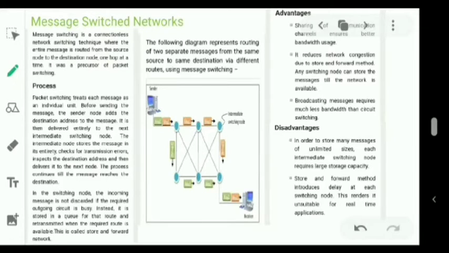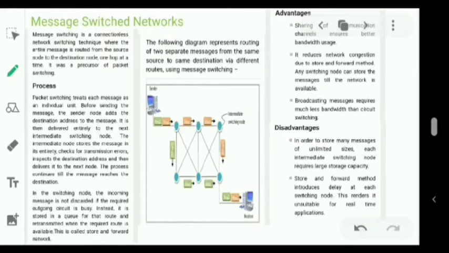So what advantages do we get if we use this? Sharing of the communication channel ensures better bandwidth use. It reduces network congestion due to the store and forward method. Any switching node can store the message until the network is available, but there is no hard and fast rule about which node does so. And a broadcasting message requires much less bandwidth than circuit switching.